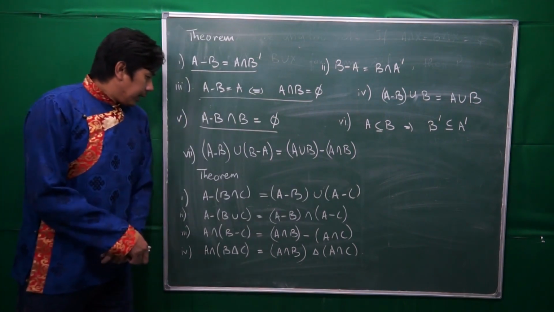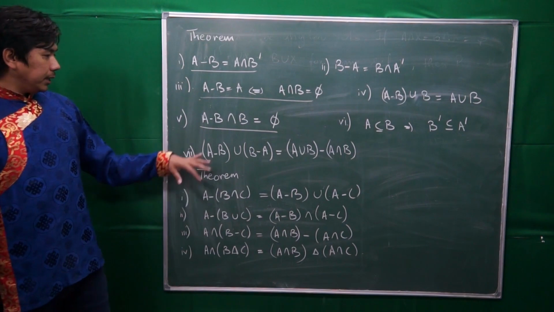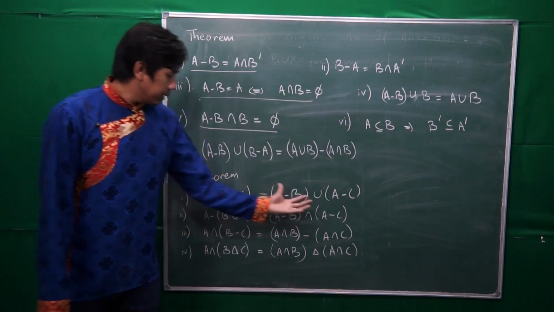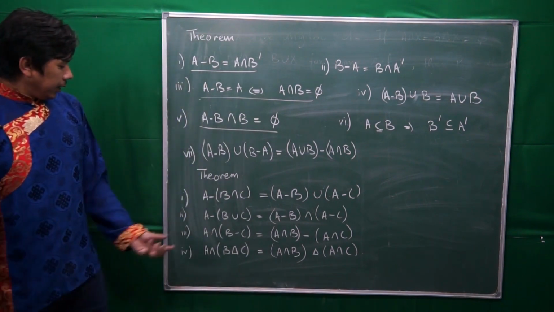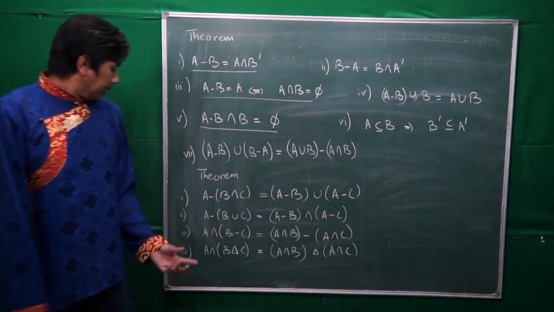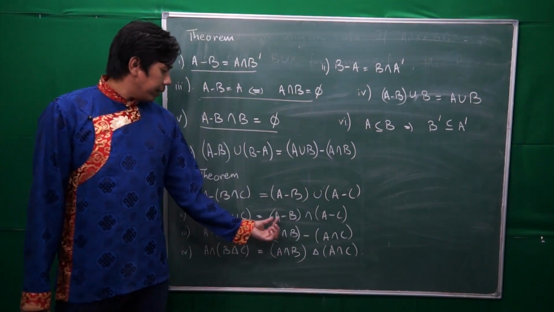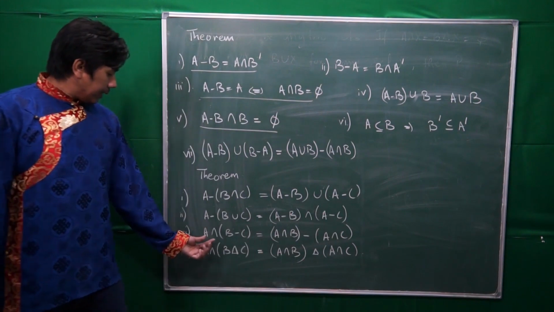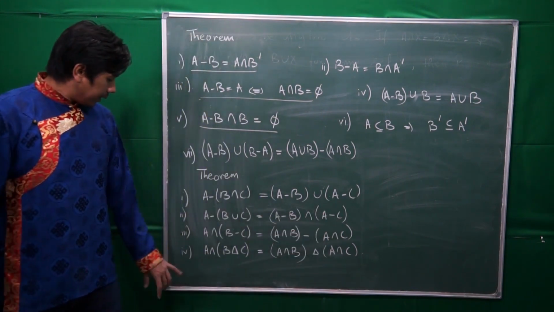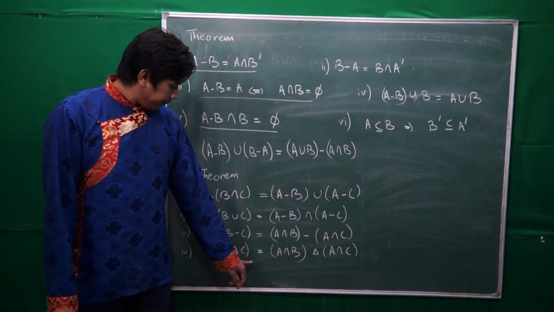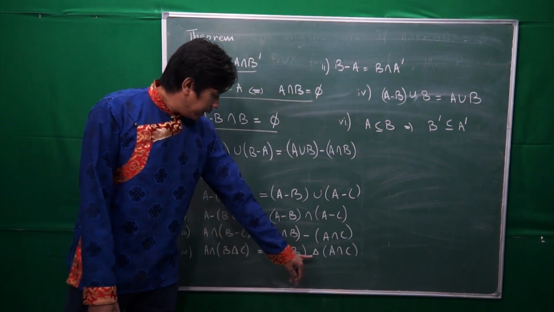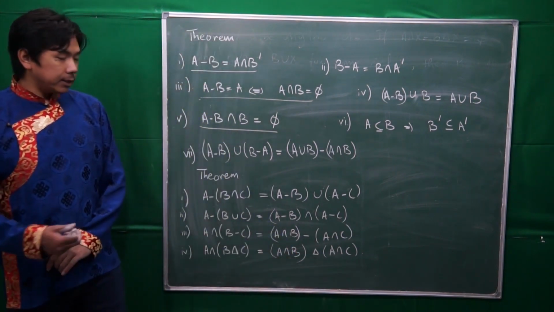All right. Now certain more important theorems. These are general theorems. Based on these theorems, there are a few more theorems, which are very important as well. A minus B intersection C equals A minus B union with A minus C. Similarly, A minus B union C equals A minus B intersection with A minus C. And then A intersection B minus C equals A intersection B minus A intersection C. And then A intersection B delta C, where delta means symmetric difference, as you know already, equals A intersection B delta A intersection C.